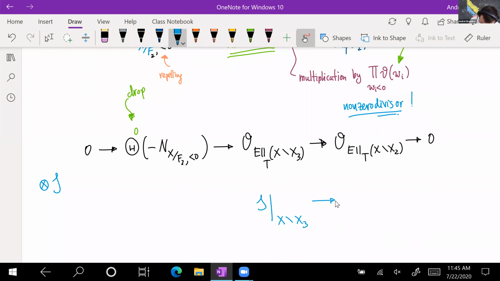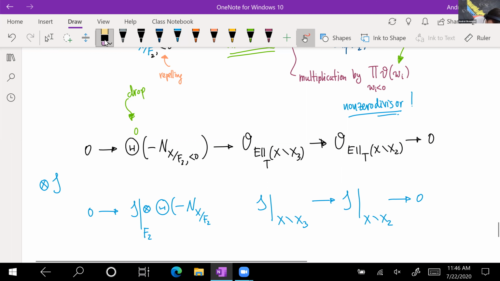Goes to S restricted to x minus x2. Goes to 0. And here, S tensor with this, or maybe x restricted to F2 tensor with minus the normal bundle. And what we would like is to lift sections from here to there. That was the whole point.